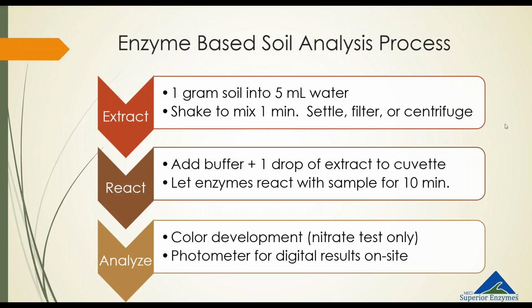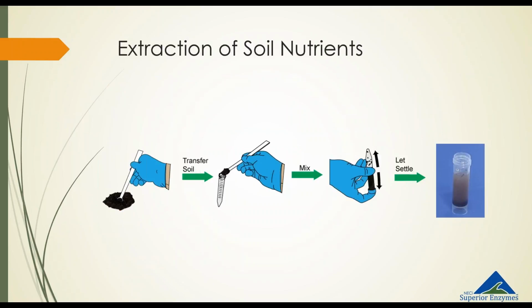So the first step in this is extracting the nutrients from the soil. So again, you'll take a scoop of soil, which is equal to about a gram, extract it in about 5 milliliters of water, mix it, and then just set the tube upright to let it settle.